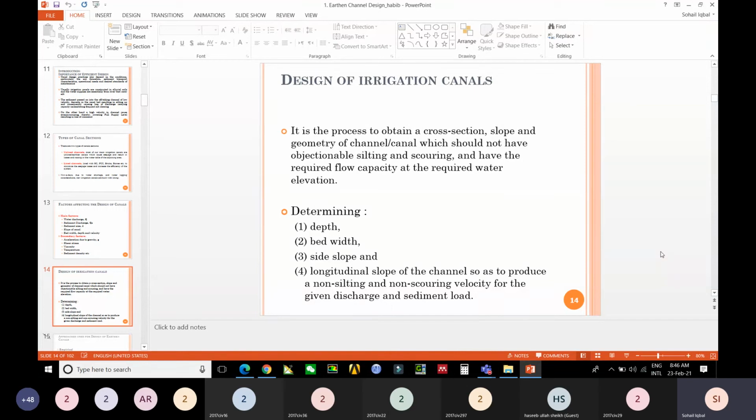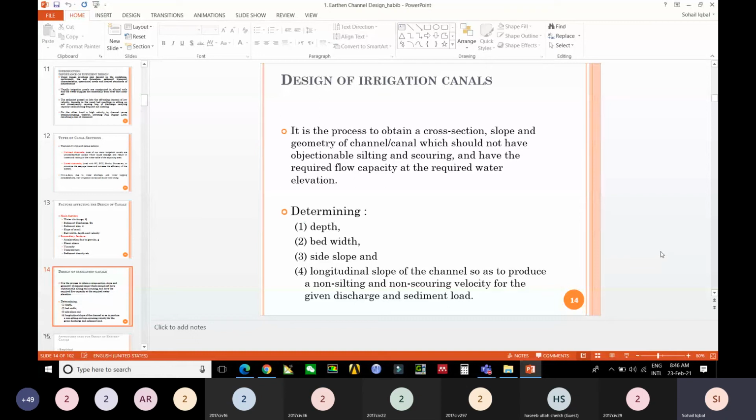Okay, so here is the design of the irrigation canal. It is the process to obtain a cross-section, slope and geometry of the channel or canal, which should not have objectionable silting and scouring. So when you are designing a canal, there should not be silting, there should not be scouring. Meaning the discharge should neither be maximum nor minimum. If your discharge is minimum, then definitely the chances of silt accumulation will be maximum.